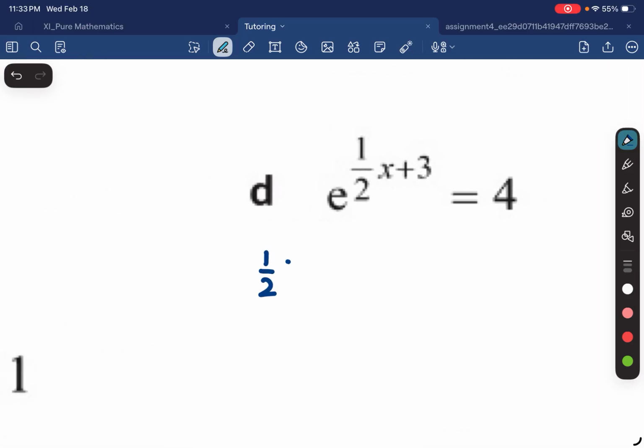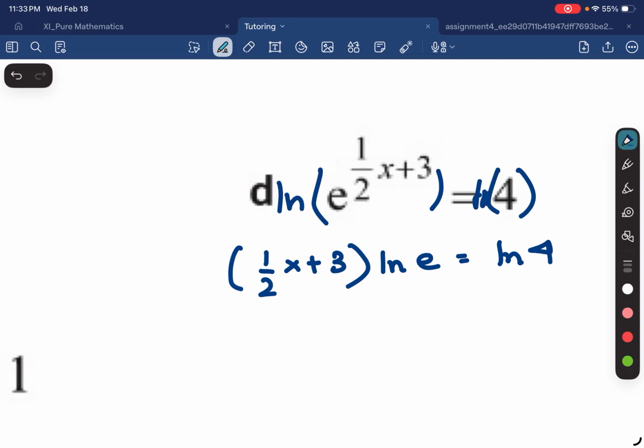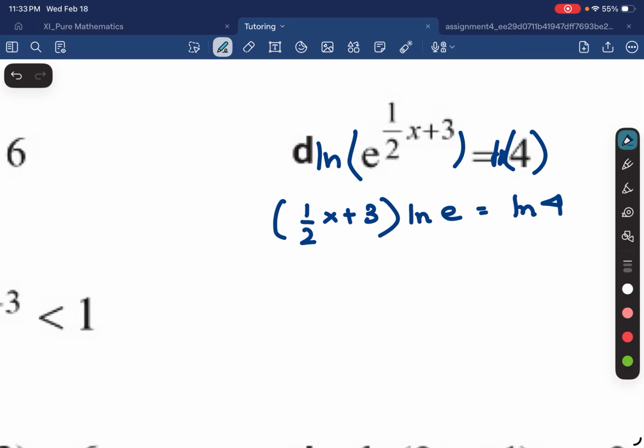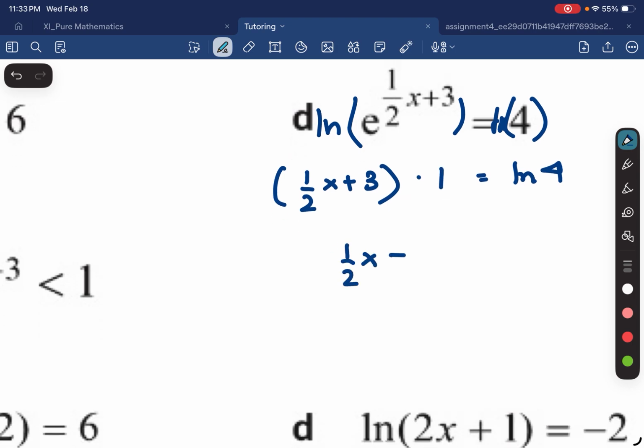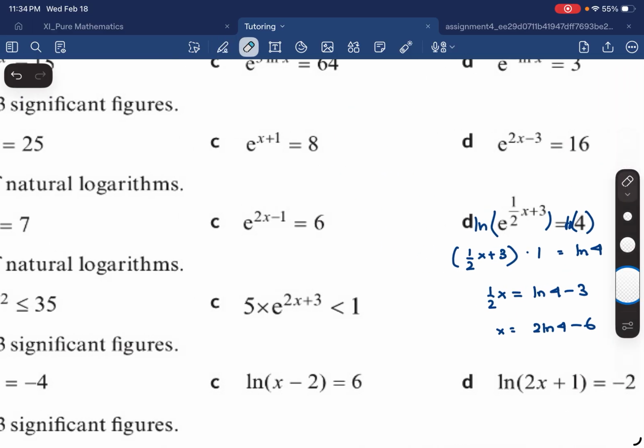And for part D, you can just bring your exponent to the front, after taking ln, and it is equal to ln 4. I'm doing this very quickly because we just took the natural log of both sides, and these are the same type of questions that we were doing with base 10. So I'm hoping that the intuition has developed enough, or my explanations have been clear enough, so that you can follow what I'm doing. So ln e is just going to be 1, and half x is equal to ln 4 minus 3. So x is equal to 2 times (ln 4 minus 3). So that is how you do question 6.